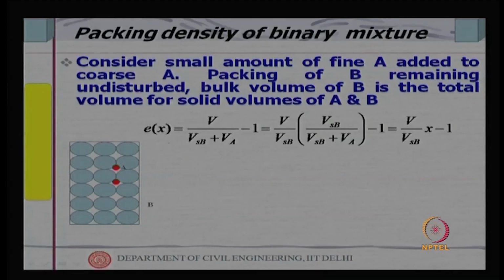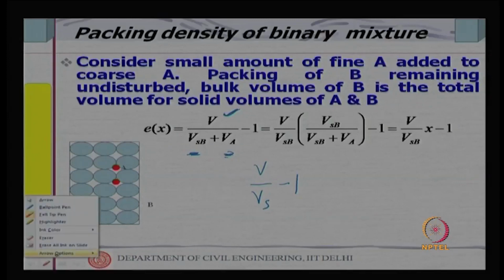Ex, that is the porosity or void ratio, as a function of V, the bulk volume, which has remained the same. This was the volume of the solid that you have, the original volume of the solid, and the volume of aggregate that you have added. The original volume remained the same, minus 1, because we remember this was Vs minus 1. So Vs has just increased by this small amount of A that you have added, minus 1.